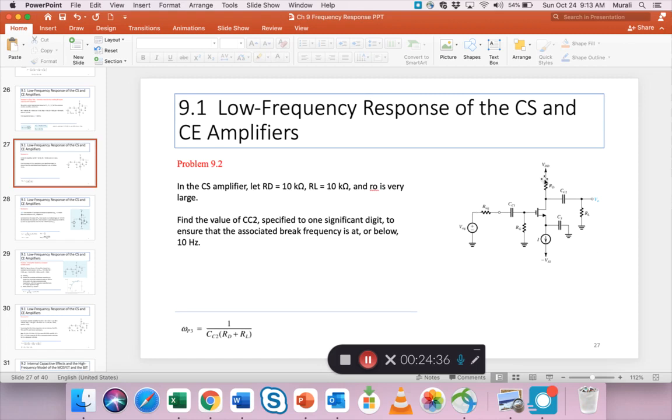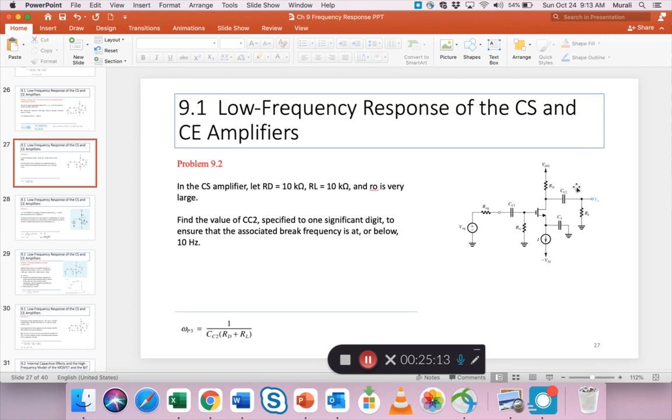So again, we've got the CS amplifier. RD is given, RL is given, RD and RL. RO is very large, so anyway we were not considering RO at all in our analysis, which is the output resistance, the inherent output resistance in the device. So what's the question here? Find the value of CC2 specified to one significant digit to ensure that the associated break frequency is at or below 10 Hz.